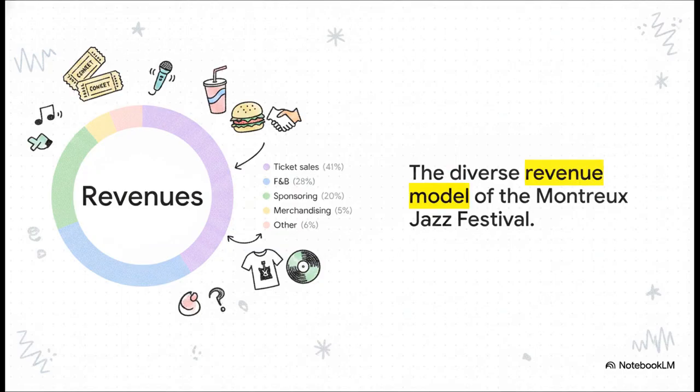Let's break down the math on their revenue streams because it's actually super fascinating. You'd probably assume a music festival survives entirely on selling tickets. No way. Ticket sales only account for 41% of their revenue model. The festival is heavily subsidized by food and beverage sales, which make up a massive 28%, and corporate sponsorships bringing in another solid 20%. The rest is just padded out by merchandising and recordings. Literally, without those burgers, beers, and sponsors, the whole business model would completely collapse.